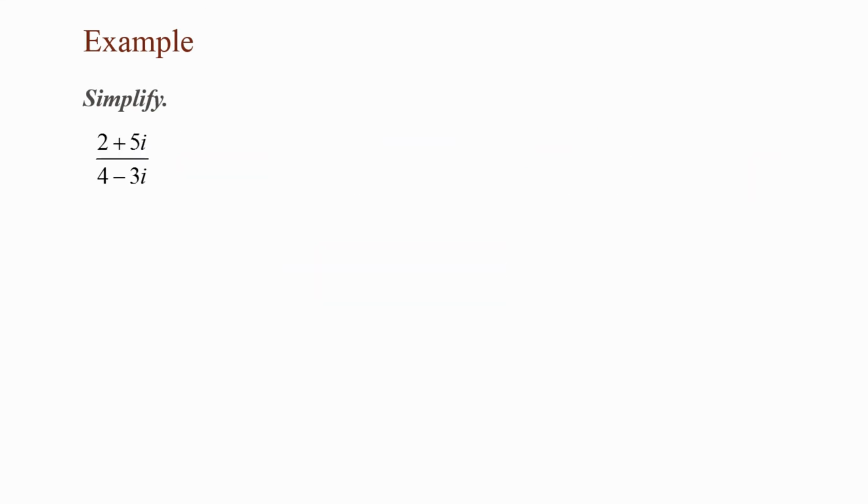In this example, simplify 2 plus 5i divided by 4 minus 3i. The conjugate of 4 minus 3i is 4 plus 3i. So I want to multiply my numerator and my denominator by 4 plus 3i. This will equal, using FOIL, 2 times 4 is 8. 2 times 3i is a positive 6i. 5i times 4 is a positive 20i. And 5i times 3i is a negative 15.